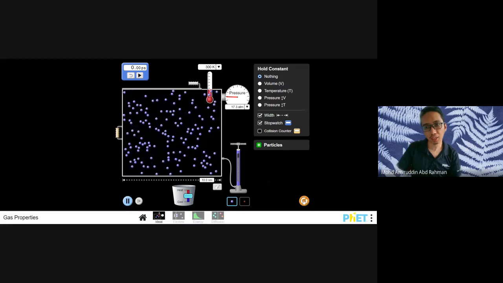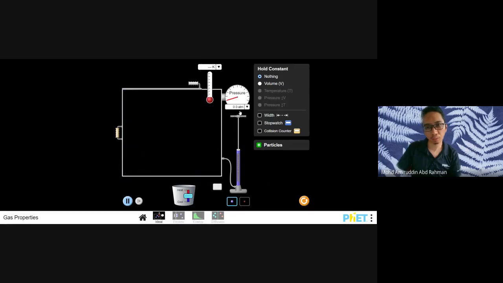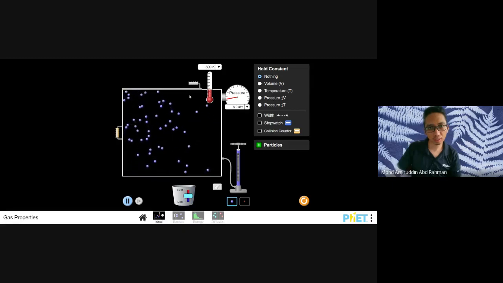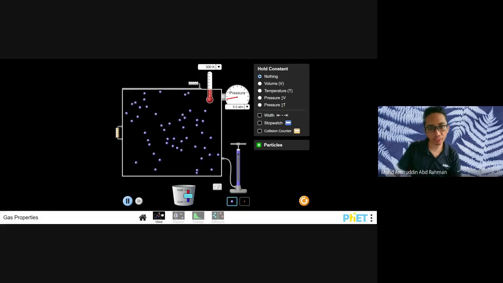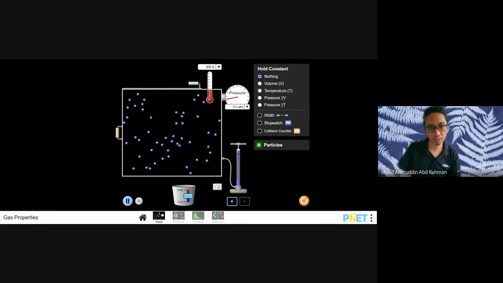Okay, let me reset that. So I just make one pump. You see that when there is no molecule hitting the wall, the pressure will still be zero. Now you can see that the pressure is increasing, and then it increases. So that's actually the relationship: when we have the molecules hitting the wall, then the pressure will increase.